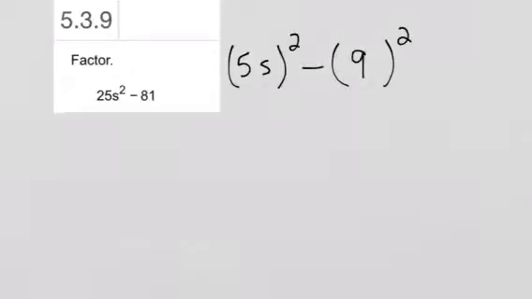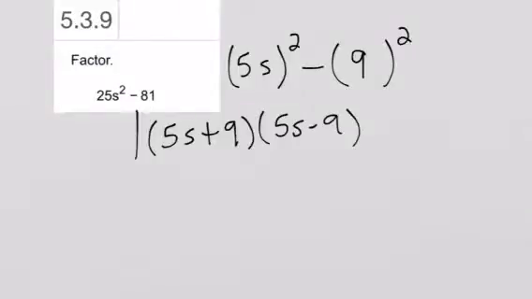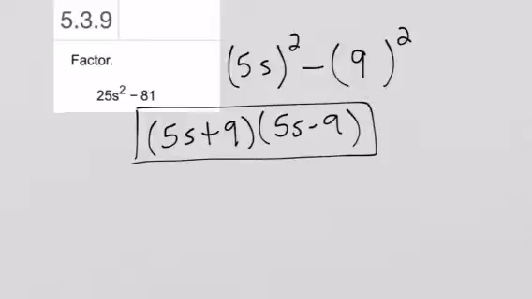And that is 9. So now we have 5s in the first parentheses and 9 in the second. According to the definition, we know this has to be 5s plus 9 and then 5s minus 9. And that's my factored form. Now I'm going to multiply these together using FOIL just so we can check and make sure that we are correct.